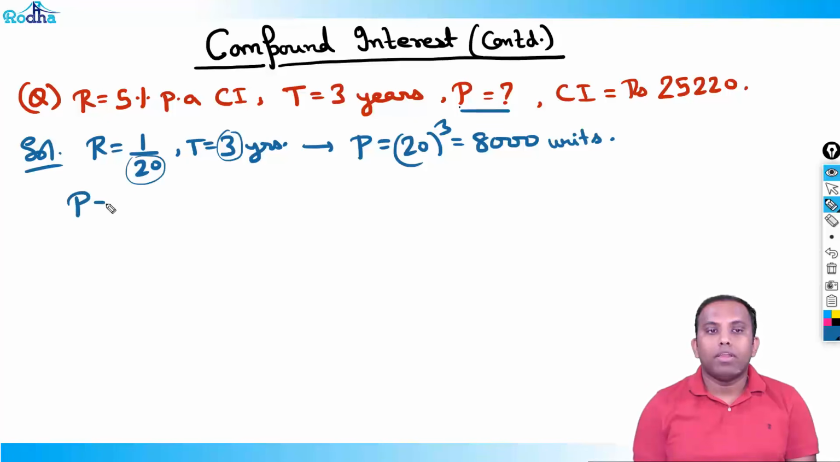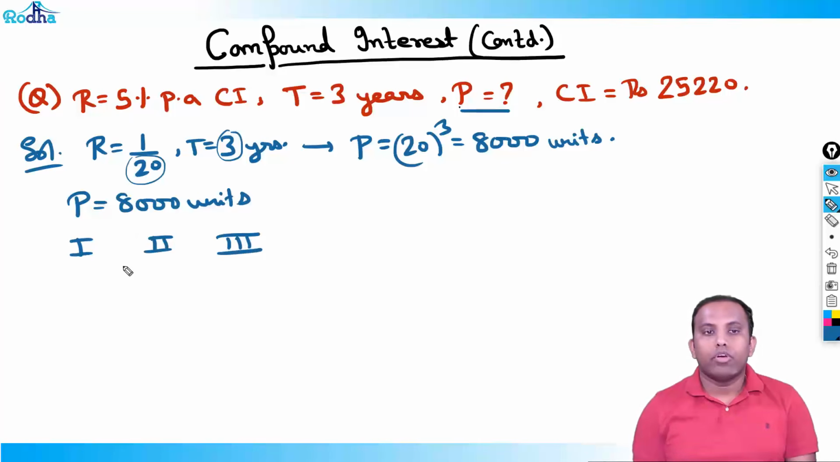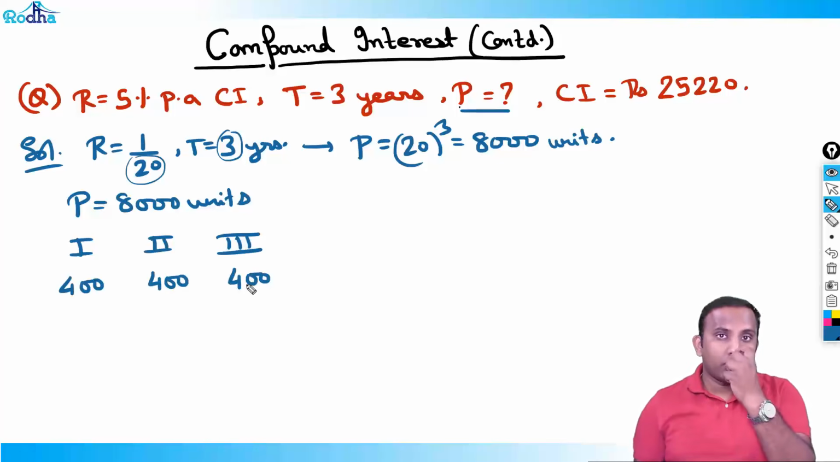So if the principal is 8,000 units, then what is the interest for the first year, second year and third year? In the first year we have only SI. So 8,000 is the principal. What is the rate? 5%, that is 1 by 20. What is 5% of 8,000? That is 400. So 400 is the fixed interest for every year. Simple interest is fixed for every year.